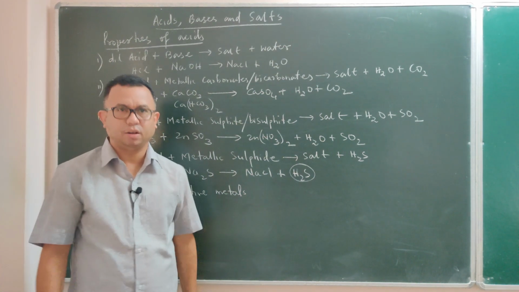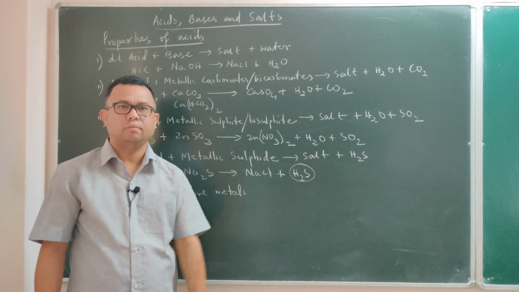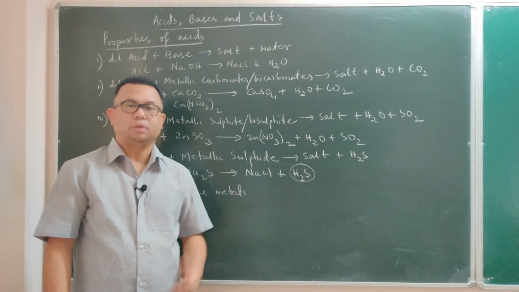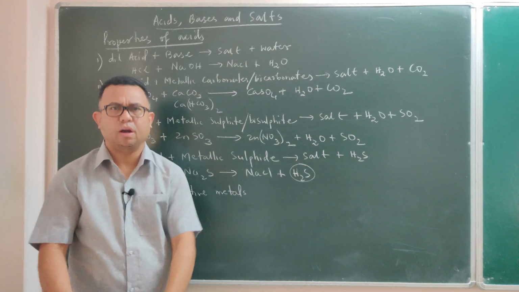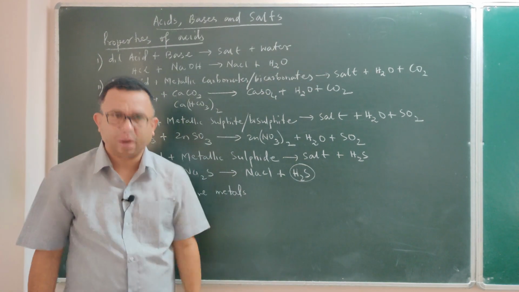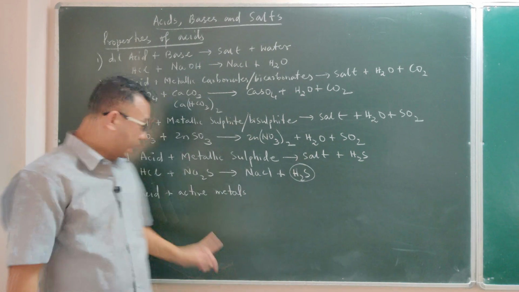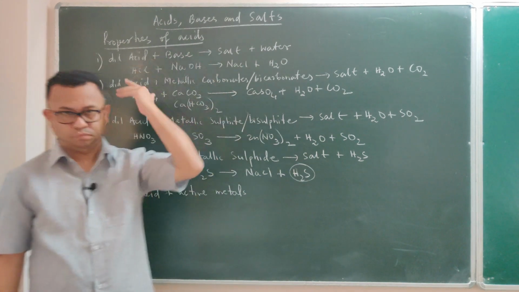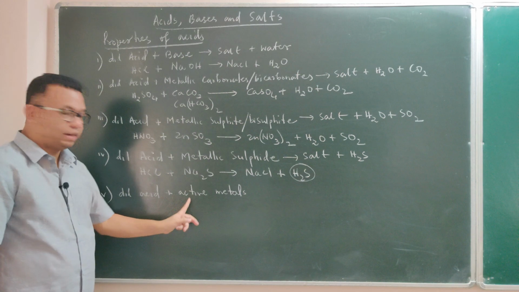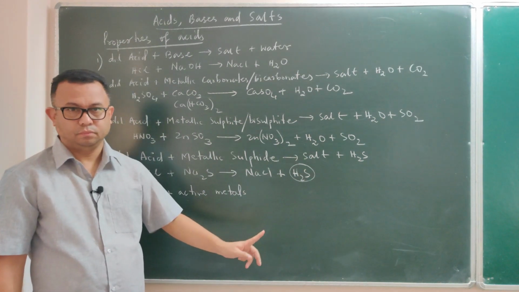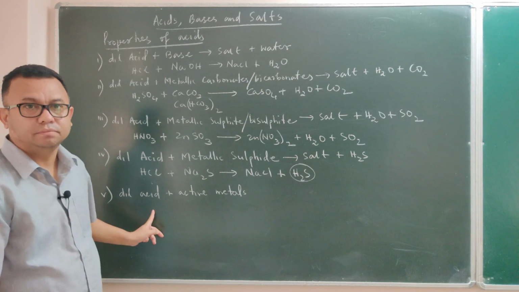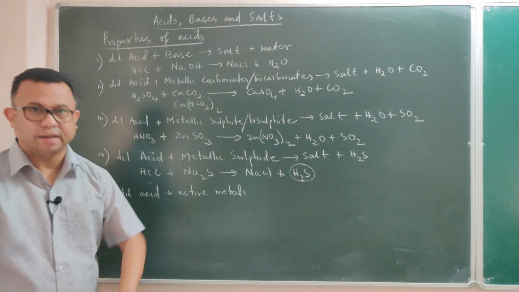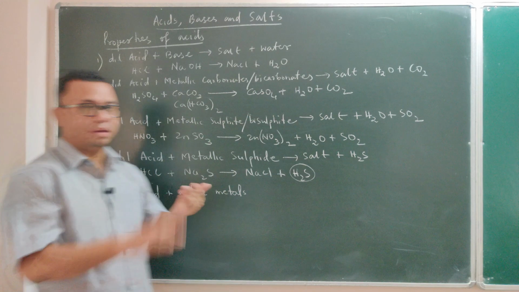Now what are the metals which are below hydrogen in the activity series? Below hydrogen you have copper, mercury, silver, gold, platinum. These are the only metals which are below hydrogen. All the other metals are above hydrogen in the activity series. So active metals are those metals which are above hydrogen. Any dilute acid reacts with an active metal, because the active metal will be able to replace hydrogen from the acid.